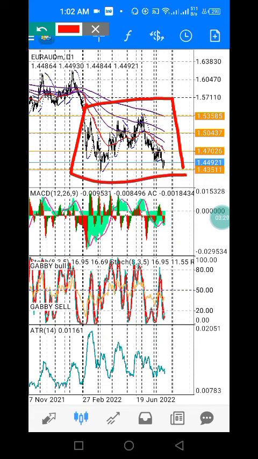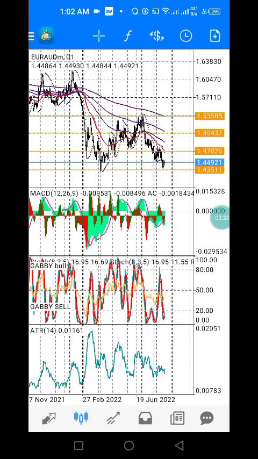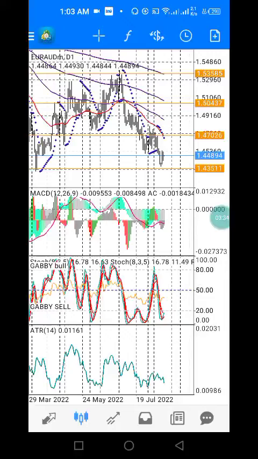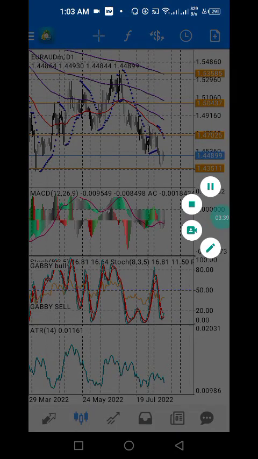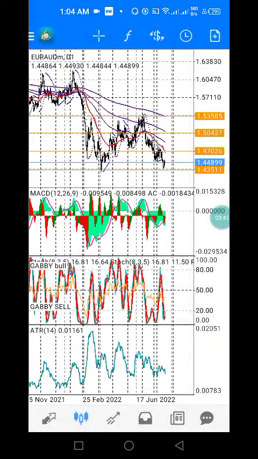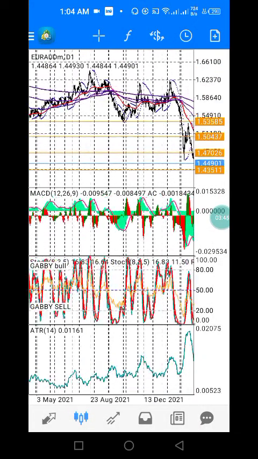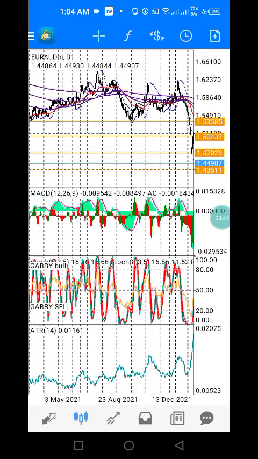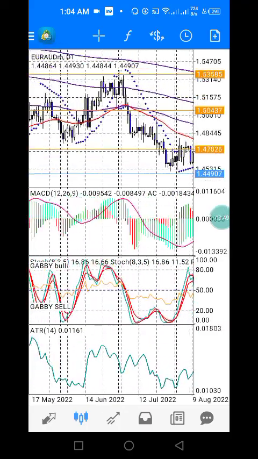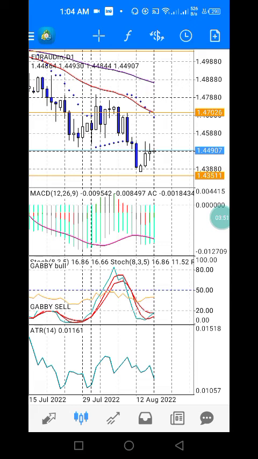These are zones where the market retested, touched several times. So these are psychological levels. I'm going to take my first trade within this psychological level. You have now seen the psychological levels and the places where the market retested. So without further ado, I'm going to take a trade on EURAUD on the daily time frame.